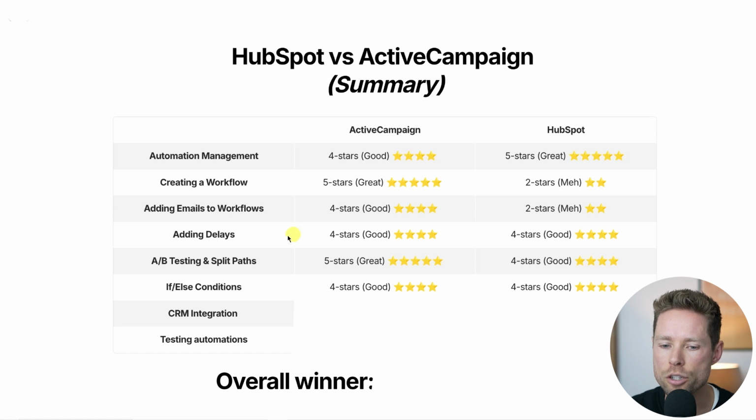So let's take a look at the summary again, the if-else conditions. 4-star rating for both platforms, ActiveCampaign and HubSpot. Both platforms let you branch out your workflow based on things like whether someone clicked on a previous email, for example. The setup is slightly different. HubSpot uses branches, as they're called inside HubSpot, but the functionality is pretty much the same.